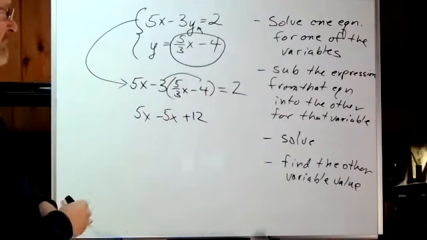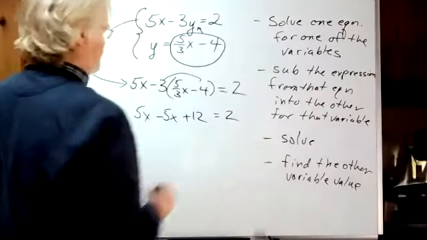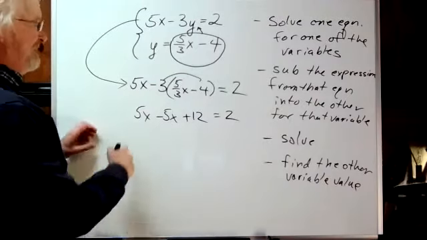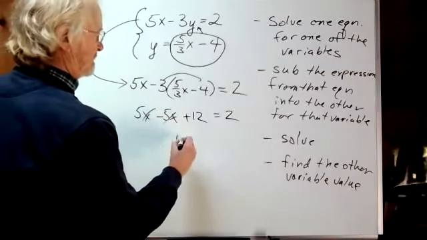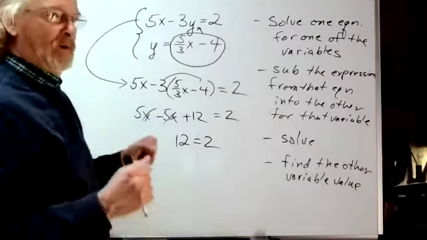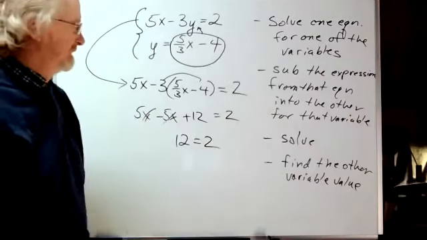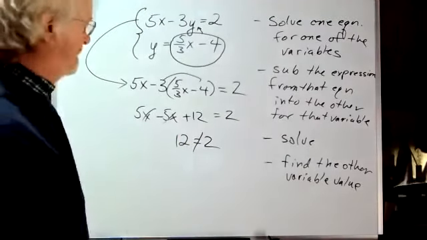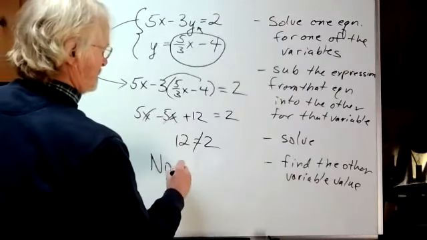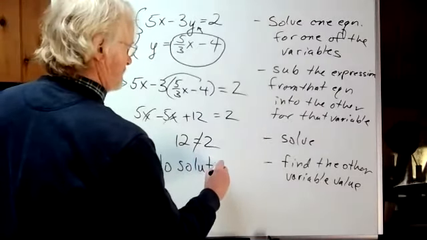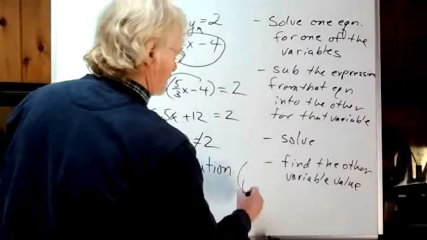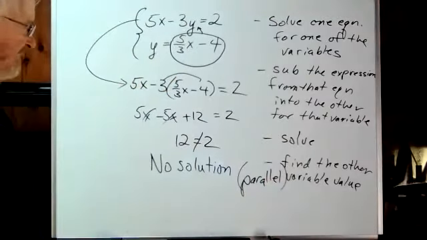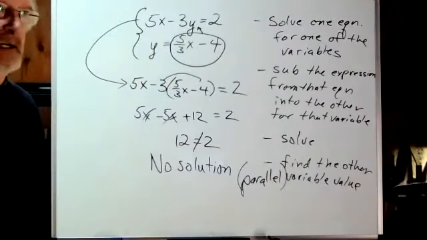Minus minus equals 2. You see it coming? Combine the like terms. The x's cancel each other out. I get 12 equals 2. Wow, there's some new math. Not true. No solution. Parallel lines. No solution. What was that classification word? Describes that one condition. Inconsistent.